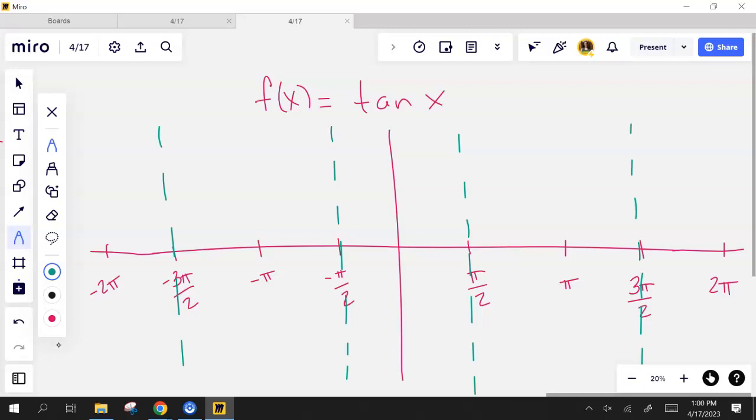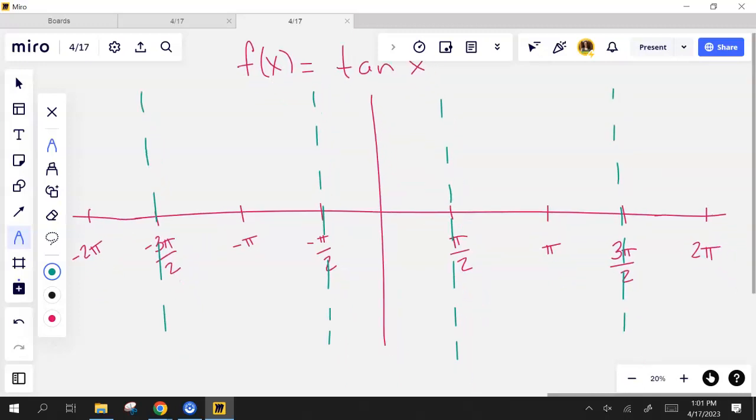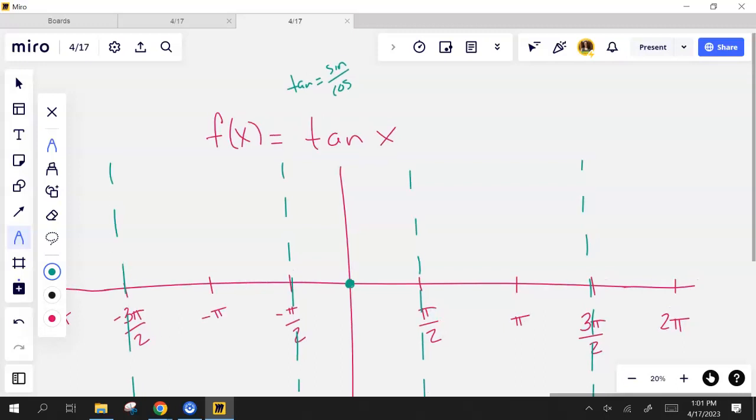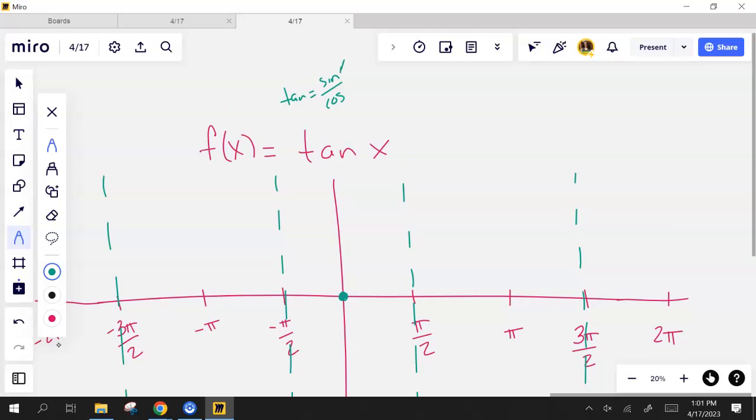Let's look at the inside here and let's reason through this, okay? What is the tangent of 0? Look at 0 on your circle. What's the tangent? It's 0. And how do you figure that out? Sine over cosine. You look at the unit circle. So 0 divided by 1. Yes. So it's 0 everywhere sine is 0. If cosine is 0, it makes it undefined.